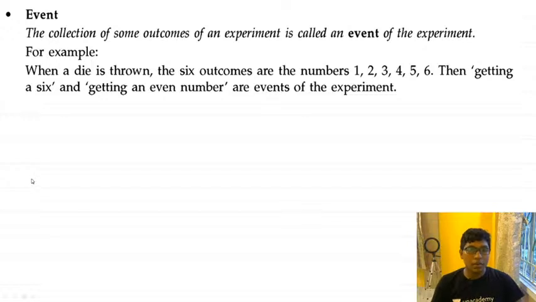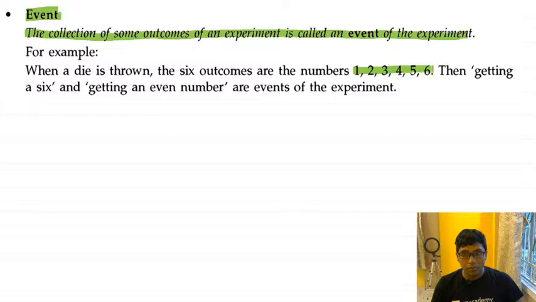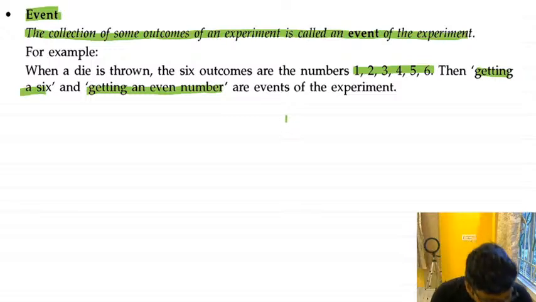Events. A collection of some outcomes of an experiment is called an event of the experiment. For example, when a die is thrown, there are 6 outcomes: 1, 2, 3, 4, 5, 6. Getting a 6 is an event. Getting an even number is an event. Getting an odd number is an event. Getting a prime number is an event. Getting a number more than 6 is an event. Getting a number less than 1 is an event. Maybe those events are not possible, but they are also events, like getting a number more than 6 when I throw a die. That's not possible, but that is an event.